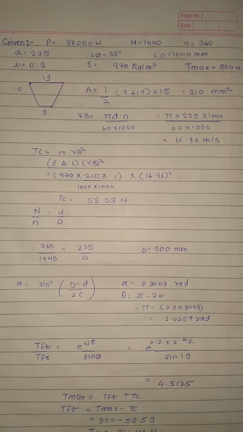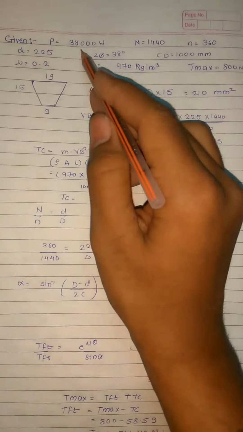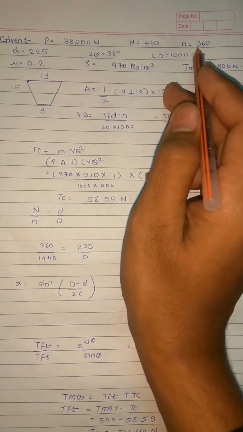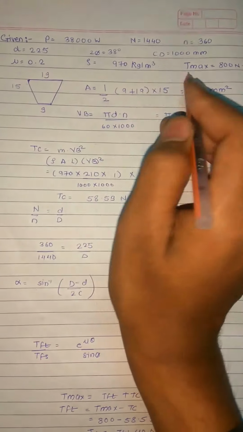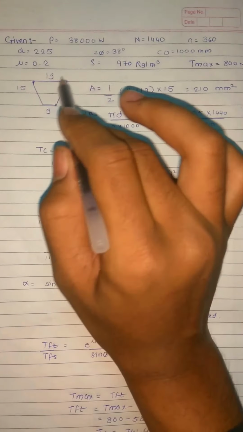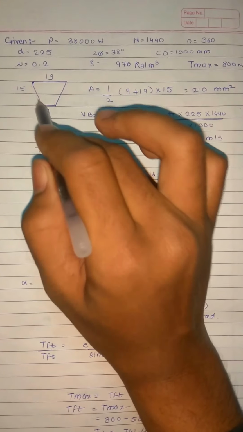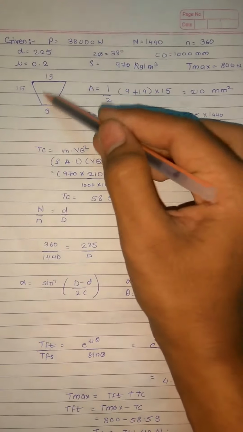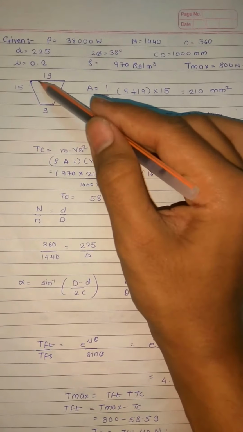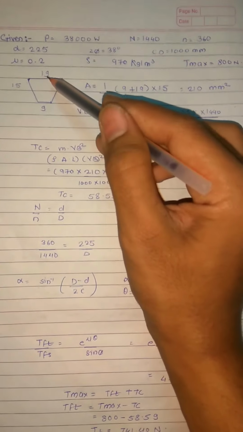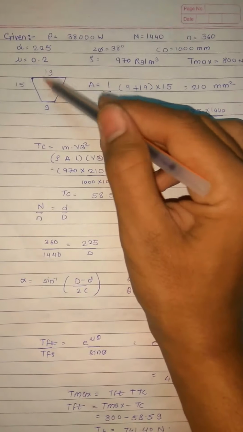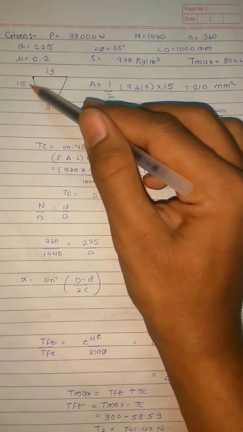In this numerical, we have been given the power, the smaller speed, the center distance, the regular data. Everything is given. Now we have been given a diagram in the problem. This is the V belt diagram or the pulley diagram, on which the belt will be wound. So the upper ply is 19, lower is 9 and the height is 15.